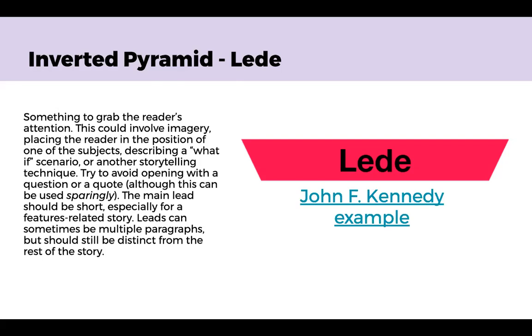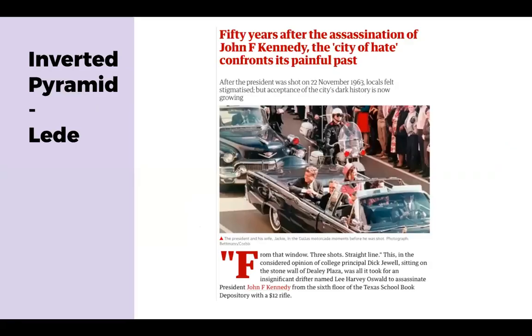The main lead should always be short, so just a few sentences or maybe even one or two sentences. It can be multiple paragraphs, but it should be distinct from the rest of the story. I should be able to tell this is the lead and this is the nut graph. So let's take a look at this example of a lead.